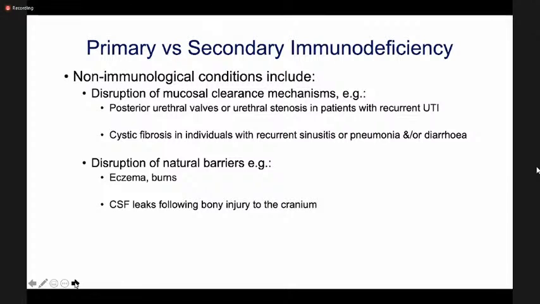You can have disruption of the natural barrier. So remember your innate immune components, which are very important as the first line of defense. So eczema, especially severe eczema with the scratches, you get disruption of the skin, burns. If there's been, for example, some sort of head injury that leads to CSF leaks, these patients may now be predisposed to infections within the central nervous system.